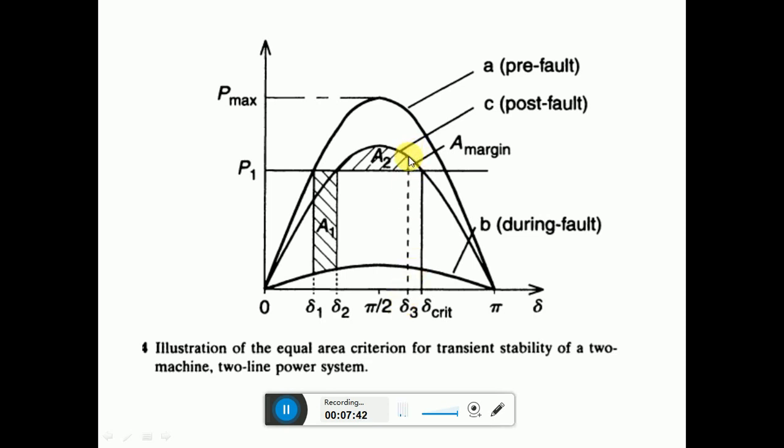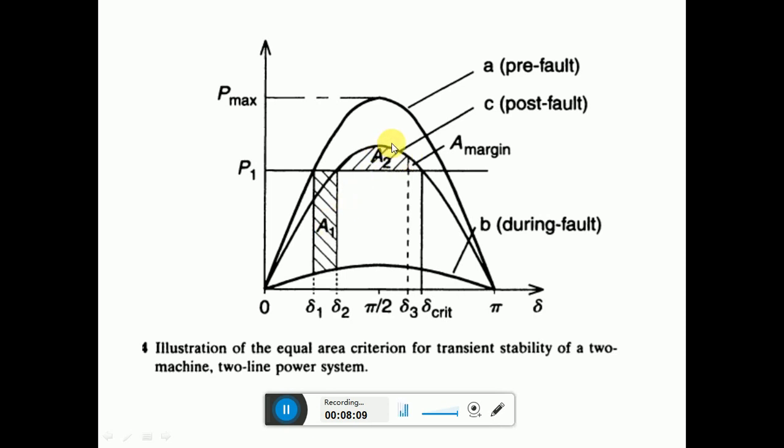Now at that instant the accelerating area becomes equal to the decelerating area. So this area and this area will cancel each other. Now why is this the accelerating area? Because at this instant acceleration takes place, and this is the decelerating area A2, because at this instant deceleration takes place, but the action will not be seen.